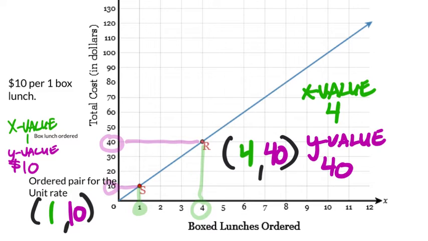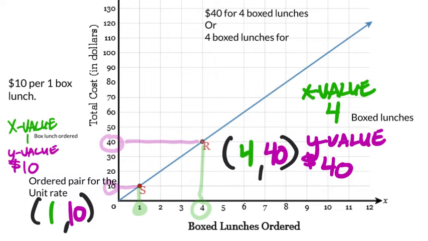Okay, well, we already know the labels for these. It's 4, we'll say that's boxed lunches, for $40, okay? So I'm going to interpret this 2 different ways. We can say it's $40 for 4 boxed lunches, or if you wanted to, you could say that it's 4 boxed lunches for $40. Same thing. Now, is that a unit rate? It is not, but you can see if you were to take the 40 and divide it by 4, you'd get the same exact value as 10 divided by 1.